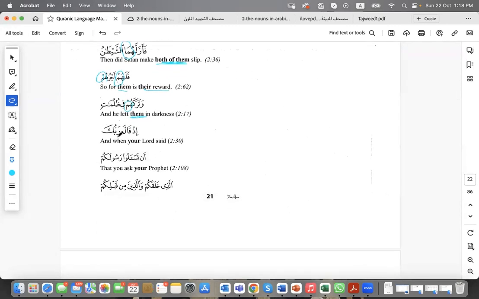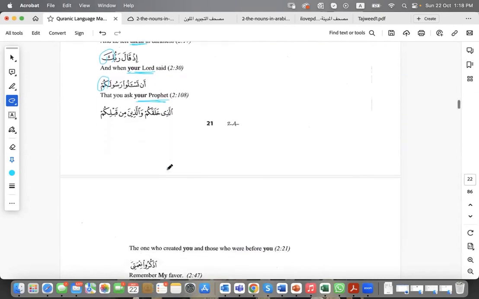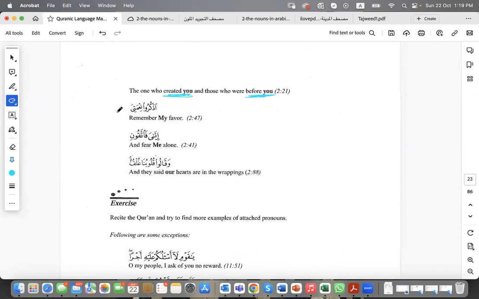إذ قال ربك, your Lord. أن تسألوا رسولكم, your prophet. الذي خلقكم والذين من قبلكم. خلقكم created you. قبلكم before you. اذكروا نعمتي, my favor. إياي فاتقون, me alone. وقالوا قلوبنا غلف. قلوبنا our hearts, and so on.